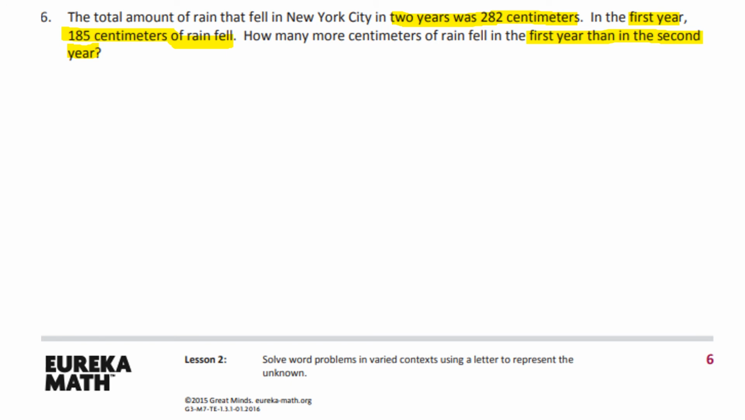All right, so here, the total amount of rain that fell in New York City in 2 years, that's big, 2 years, was 282 centimeters. In the first year, there was 185 centimeters of rain. Now we have to find out how many more centimeters of rain fell in the first year than in the second year. So again, this is a multi-step problem, and you need to figure out not how much rain there was in the second year, but how much more rain from the first year to the second year. So take your time.